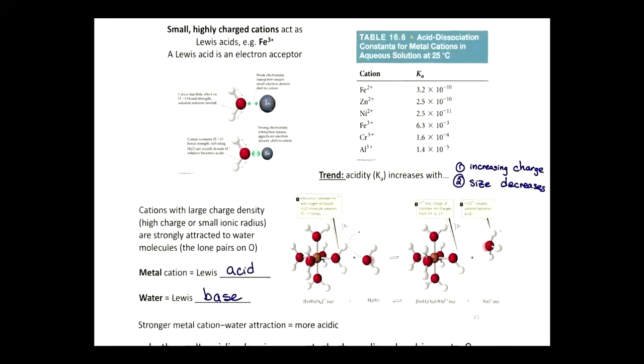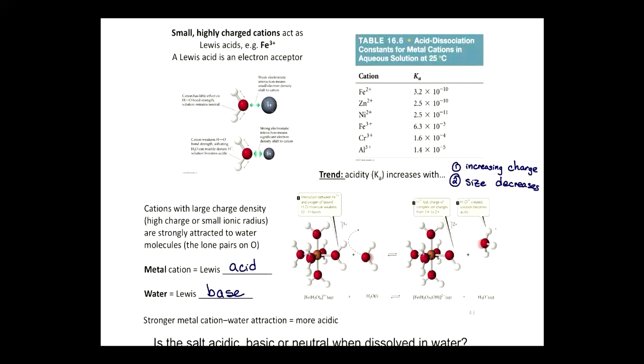Oh yeah, here we go. So let me just clarify those Lewis acids that I mentioned: cations can either be acidic if it's a conjugate of a weak base or if it's a Lewis acid. So an example would be iron 3+.